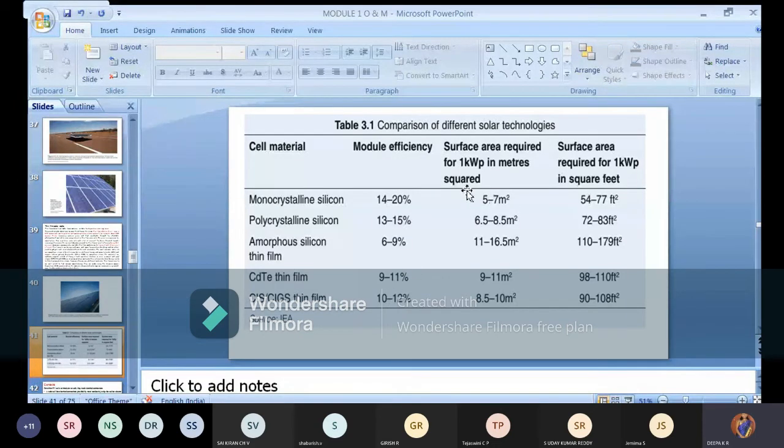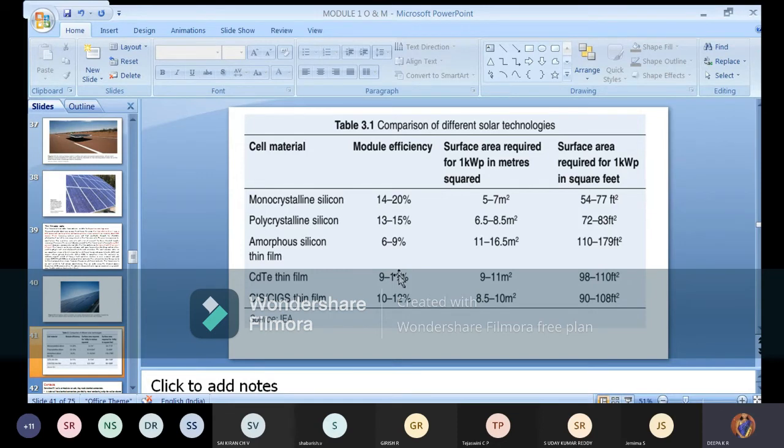But how much surface area is required for 1 kilowatt, in square meters? So 5 to 7. Area is just 5 to 7, and you can achieve 14 to 20. With 6.5 to 8.5, you'll achieve 13 to 15. With 11 to 16, your area is increasing, but your output is less. Similarly, 9 to 11, of course the same. The area is also the same, and the percentage is approximately that much itself. And the last one is 8.5 to 10 square meters. Output is 10 to 12%.